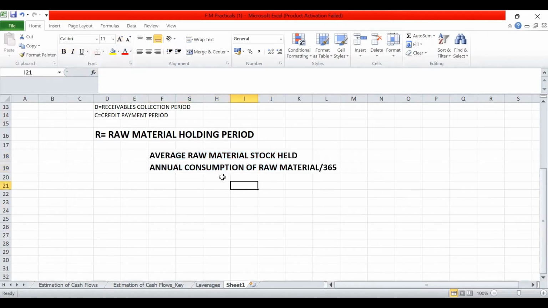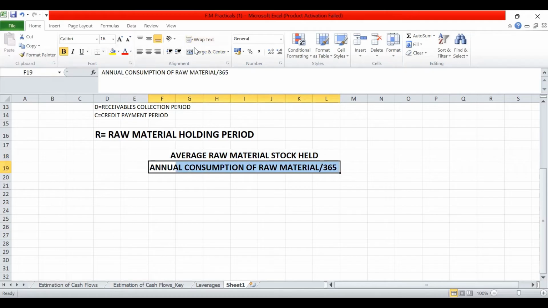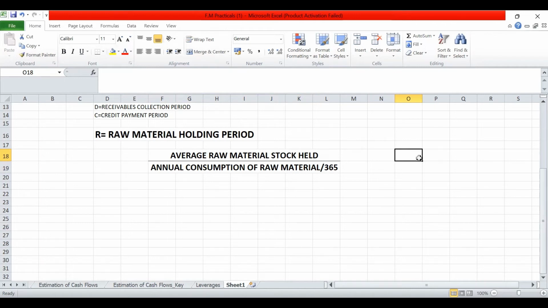You can write this formula also as the average raw material stock held divided by annual consumption of raw materials into 365. This will give you the same answer. Also, this formula can be written as average raw material stock held divided by average consumption of raw material per day. You can calculate it that way also, only if you are having the information regarding the average consumption of raw material per day. Otherwise, you will be dividing annual consumption with 365 days, right?